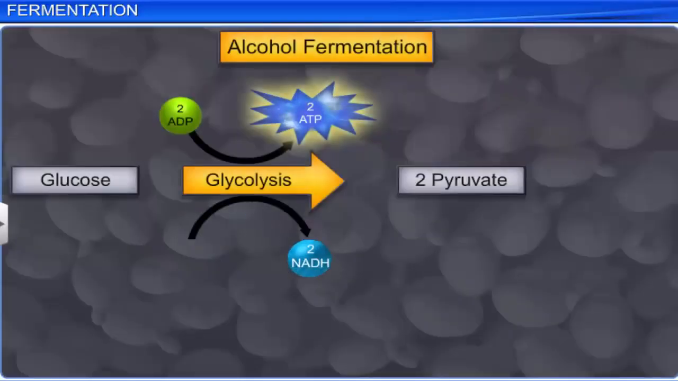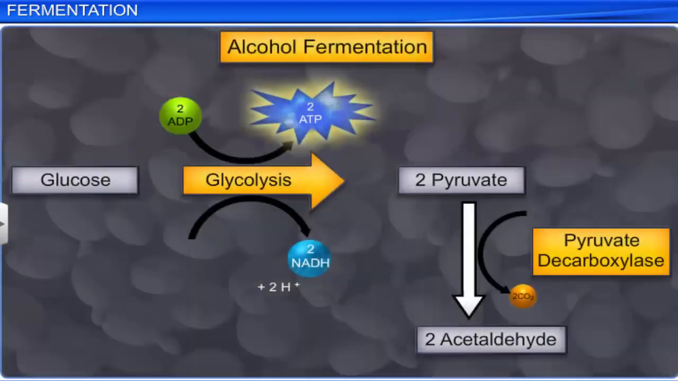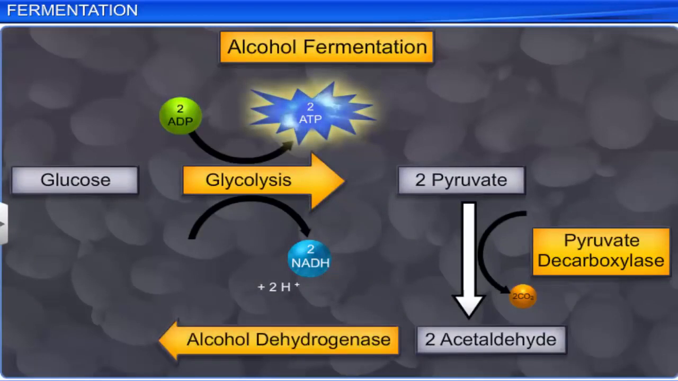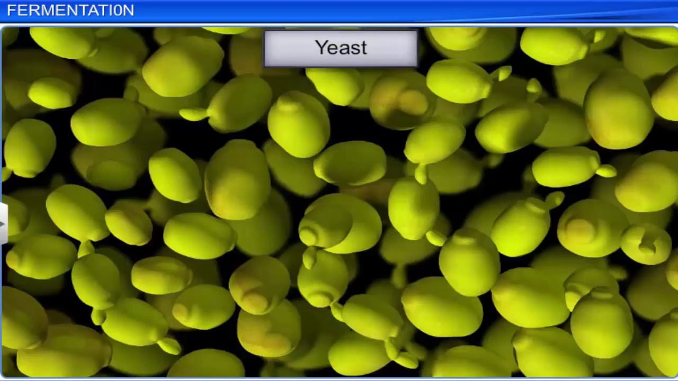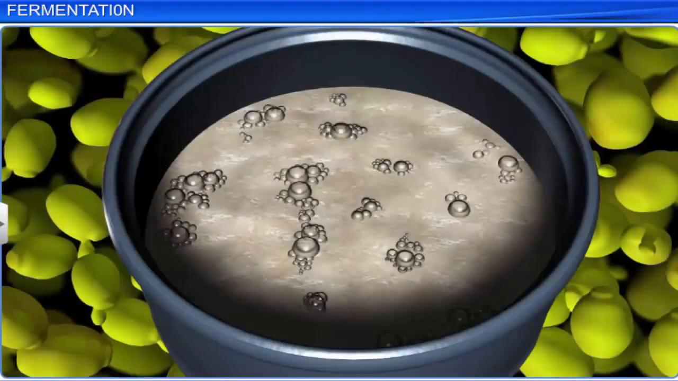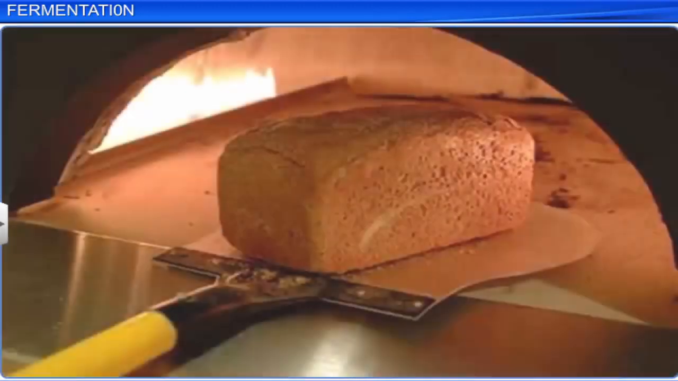In this process, first the pyruvate is decarboxylated by pyruvate decarboxylase to acetaldehyde. The enzyme alcohol dehydrogenase uses NADH to reduce the acetaldehyde molecule to ethanol. The NAD+ so formed is reused in the glycolysis process. Yeast is widely used in the production of alcohol beverages like wine and beer, and to bake bread.